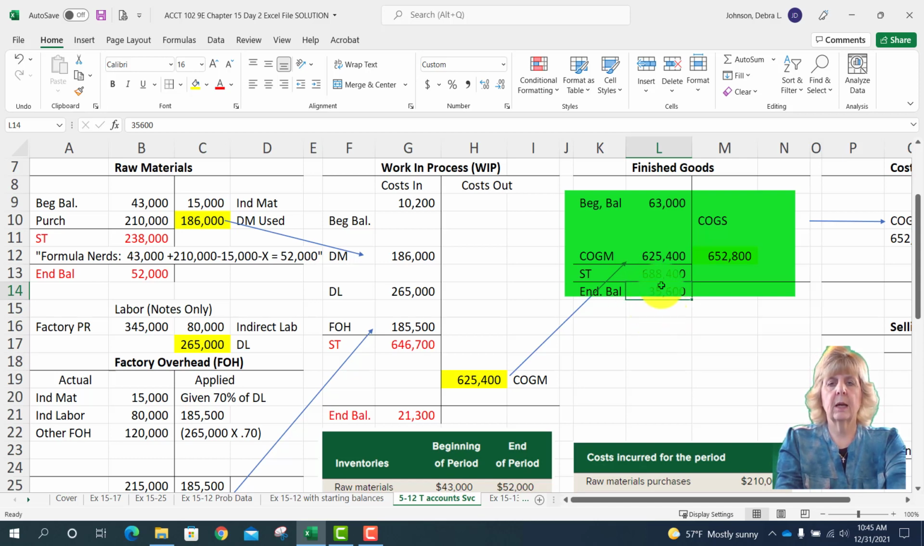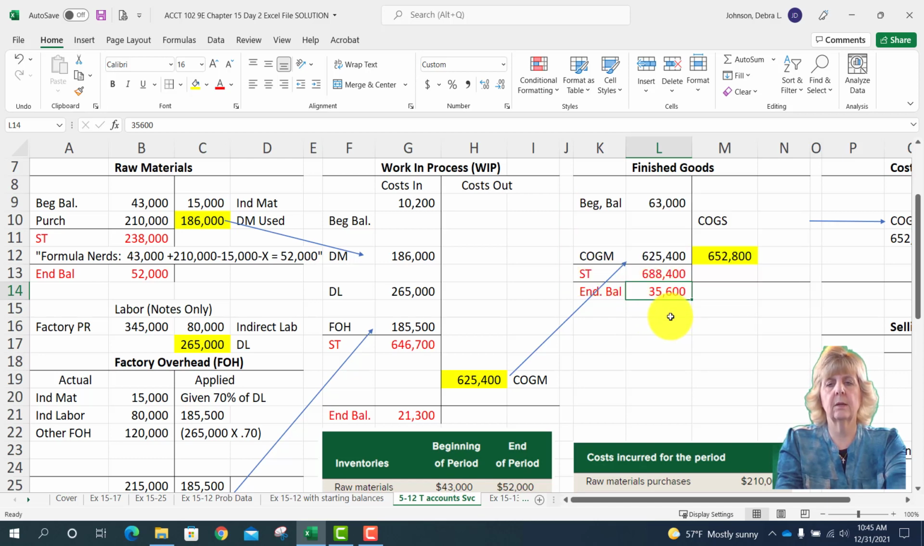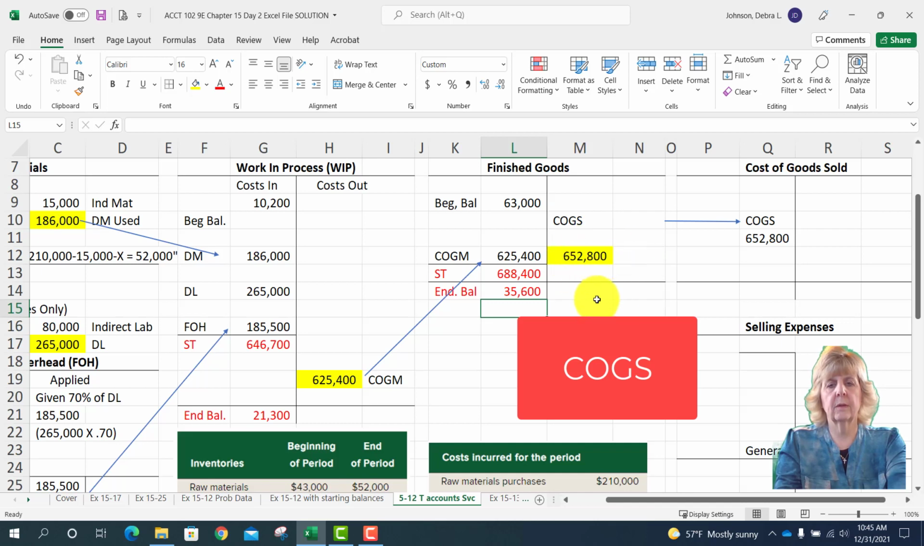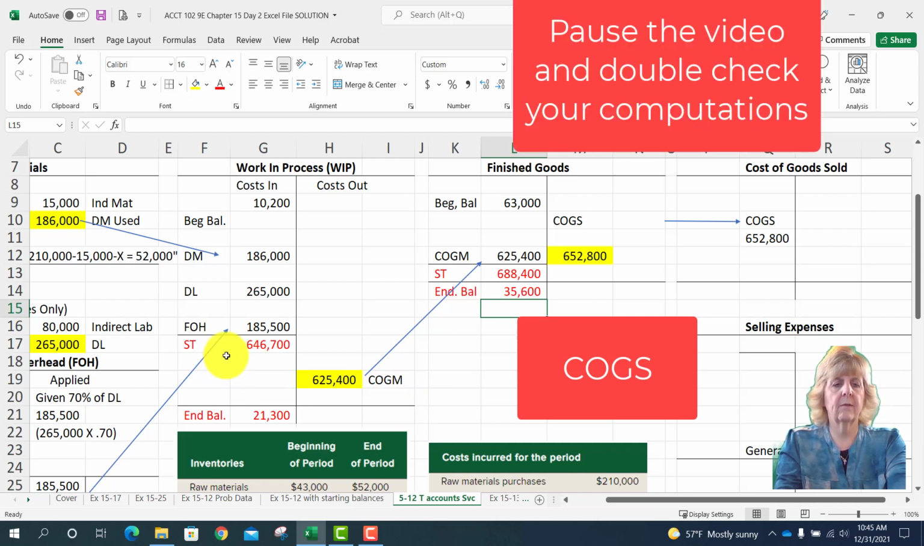688,400. Since we had a remaining finished goods balance left of 35,600, the difference between the two must have been transferred out of finished goods into the next account, which would be cost of goods sold. So take a moment to make sure you understand those calculations. When the goods were sold, that is the final resting place for cost of goods sold. And pause the video. Give yourself a chance to review the calculations, and again, ask questions if you have them.